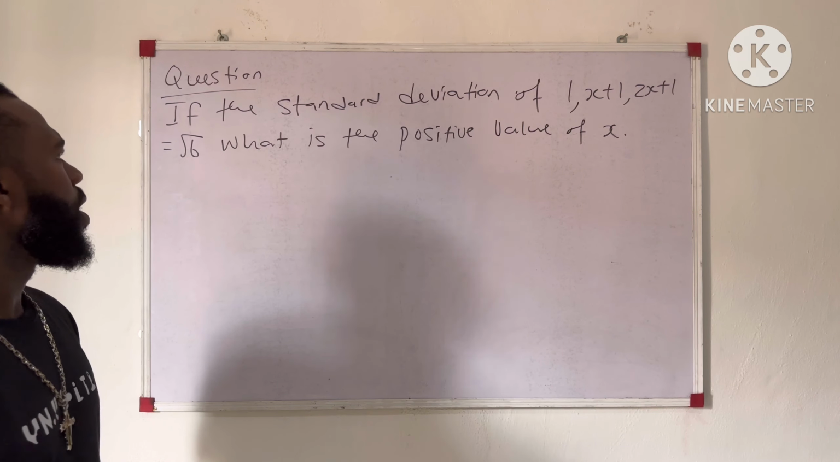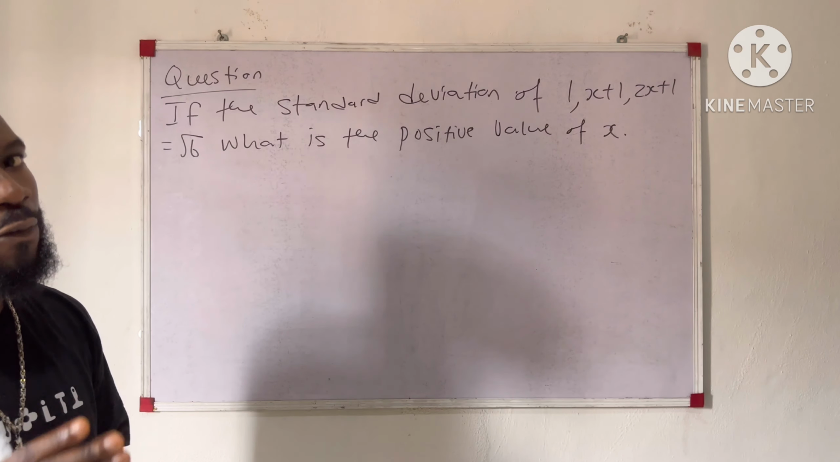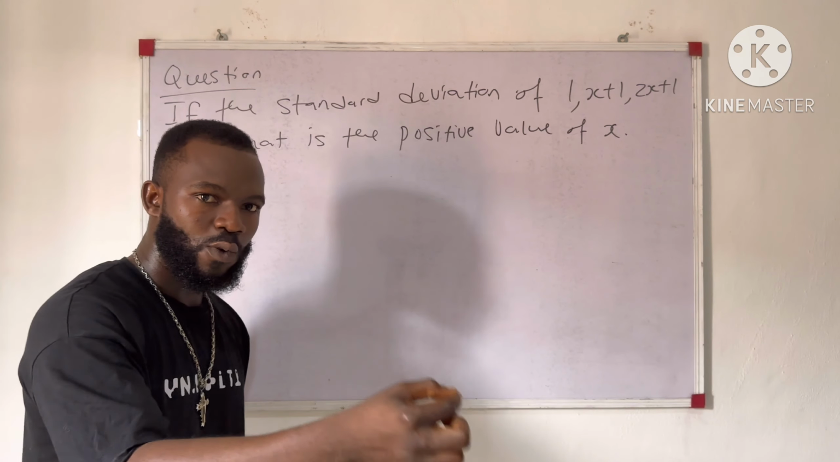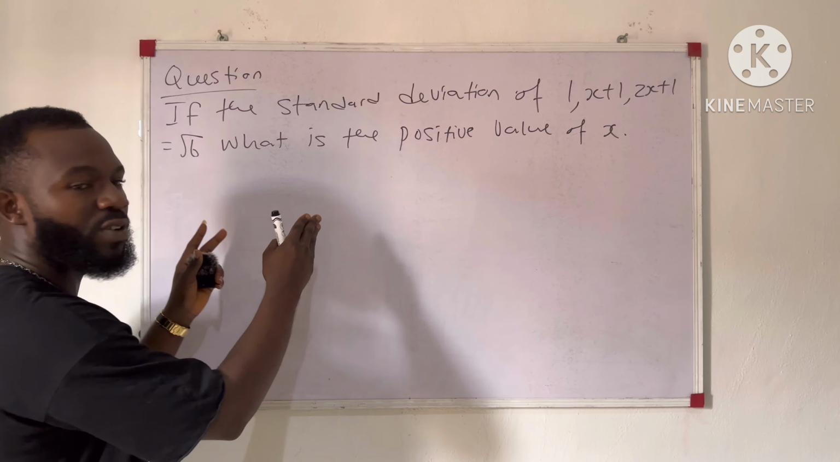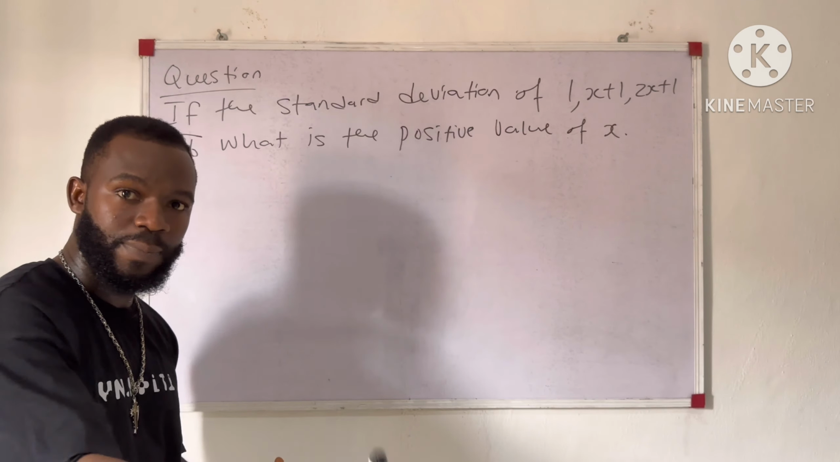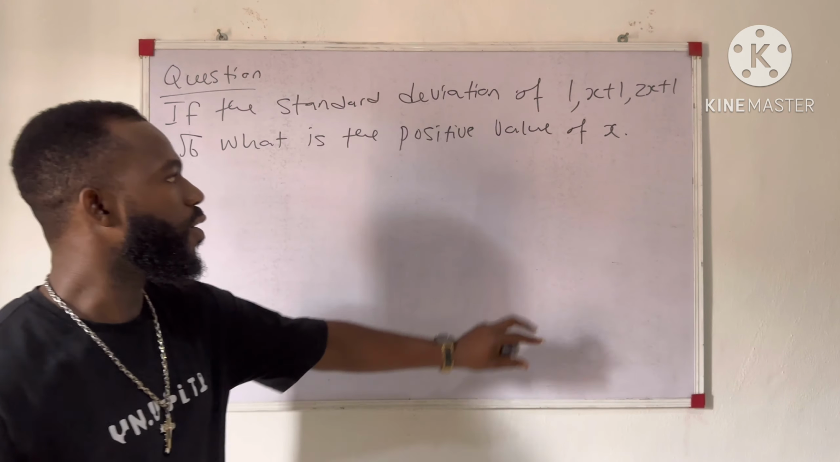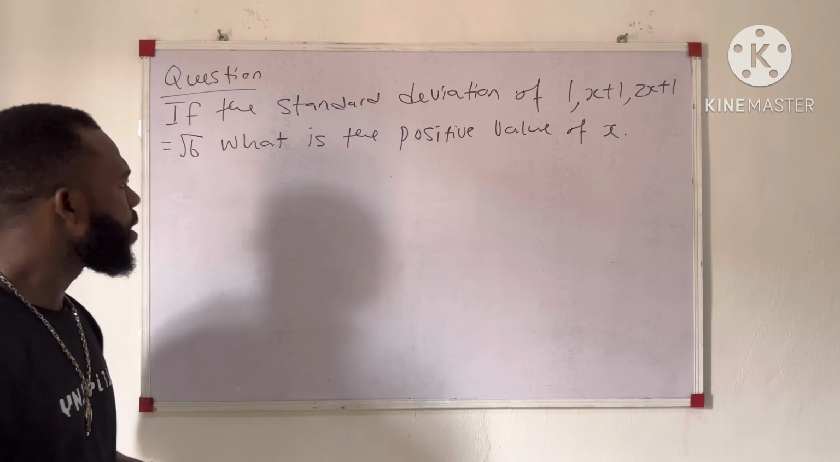First of all, we all know that the formula for solving standard deviation is the square root of variance, all right? And there is no way we can solve for variance when we don't know the arithmetic mean. So we can't just start solving this question just like that. It has to go with steps before we can get the final value for x. So let us begin this way.